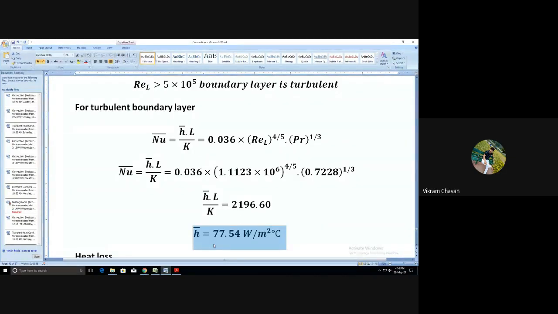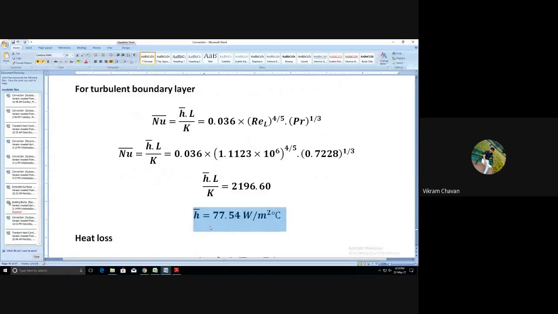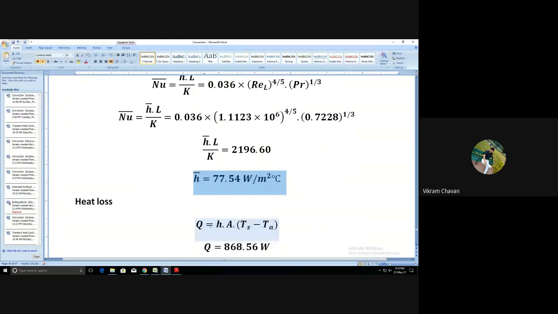Then we have to determine the heat loss from the surface. The heat is transferring from the surface to the surroundings, so the mode of heat transfer is convection heat transfer. In that case, we have to use Newton's law of cooling to determine the heat transfer rate, that is Q is equal to h multiplied by A multiplied by Ts minus Ta.